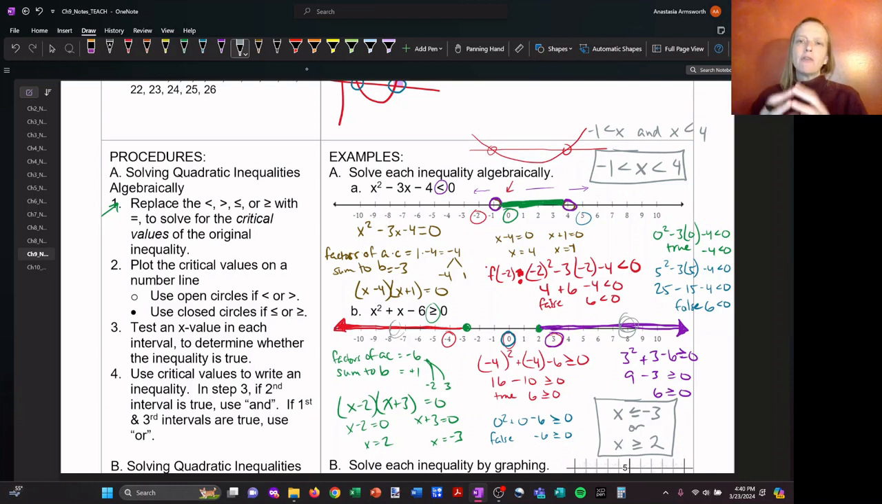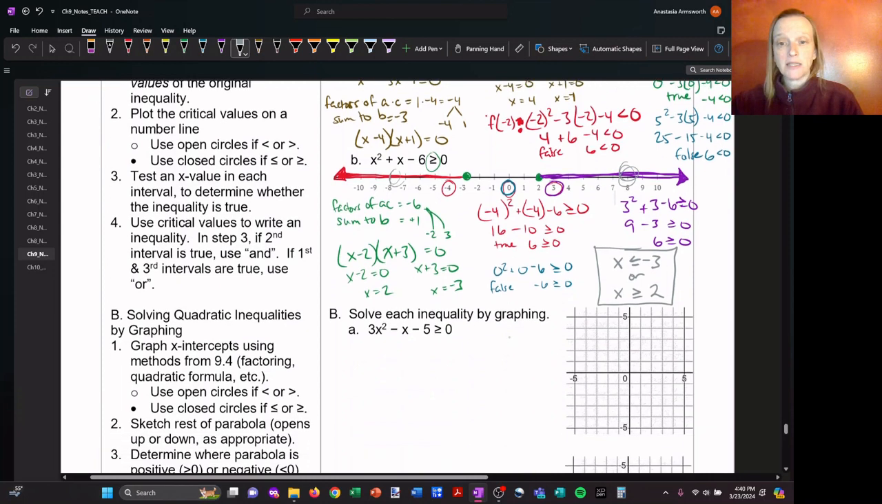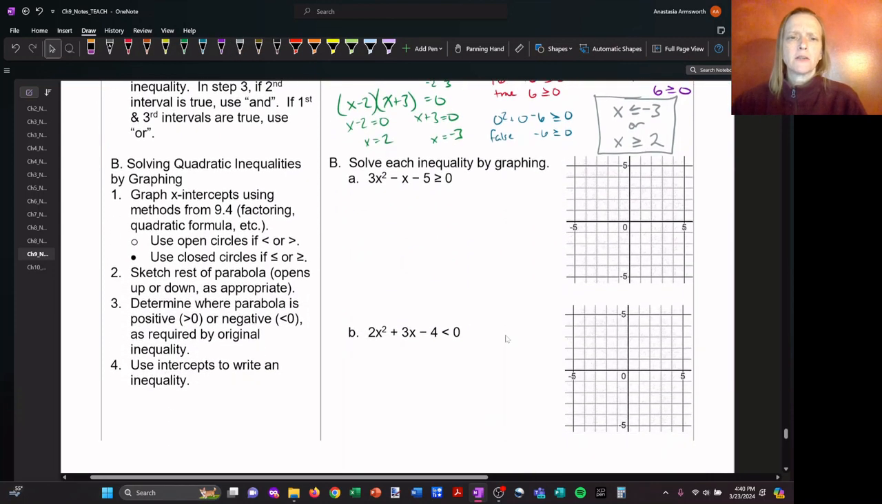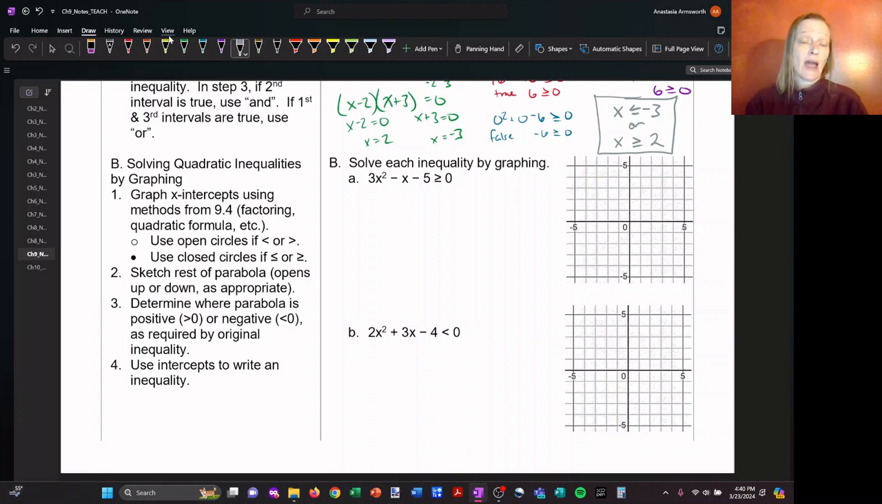So we solved those two inequalities algebraically. How can we solve these graphing wise? To solve these graphing wise, you need to be able to graph the parabola indicated by the quadratic function. This example here is not easily factorable.